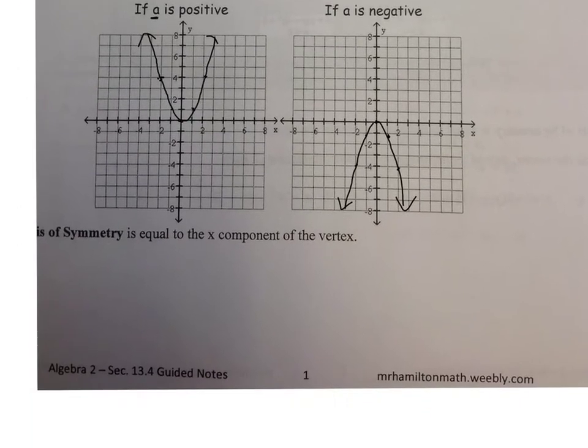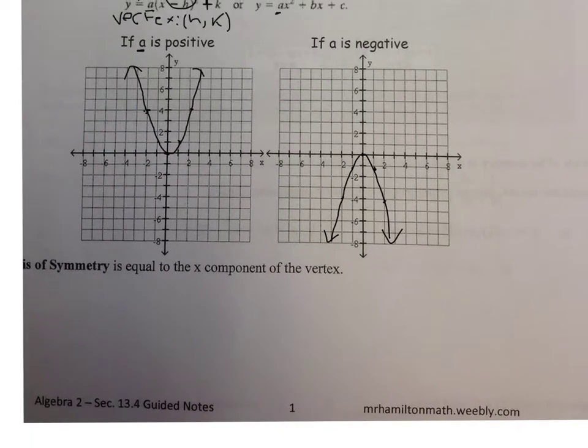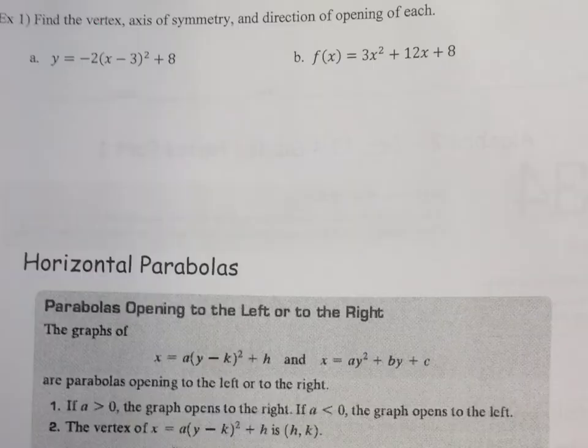Let's look at the next page to do a couple of problems. All right, so we want to find a couple of things, and that's all we're going to be doing in tonight's homework, is just finding these three things for the 4 different types of parabolas. You're going to be finding the vertex, the axis of symmetry, and the direction of opening of each parabola. And it could be in either form. It could be in standard form or it could be in general form.